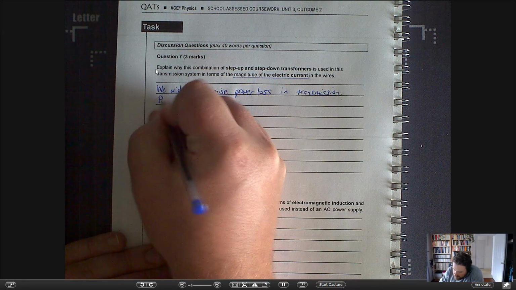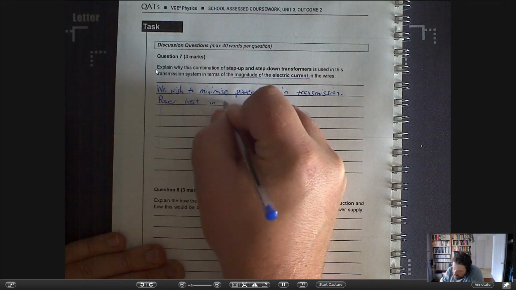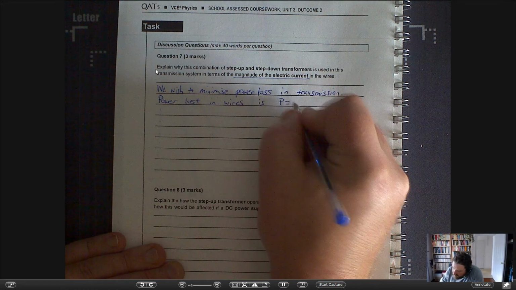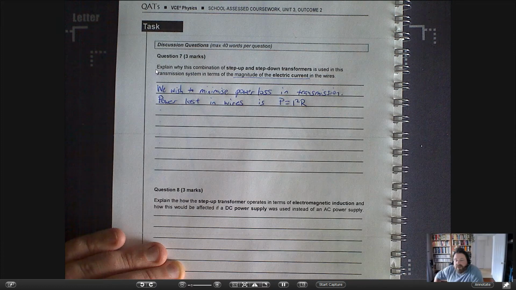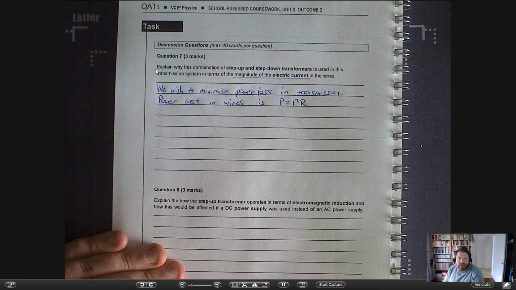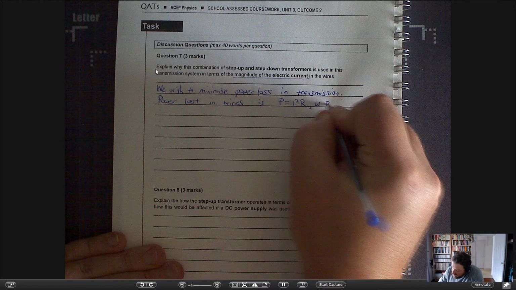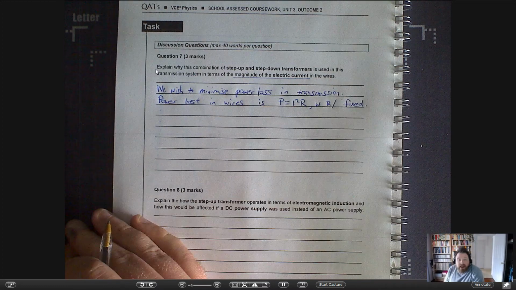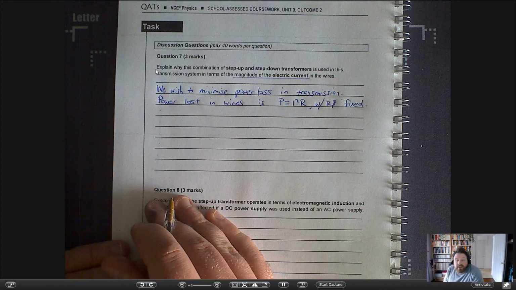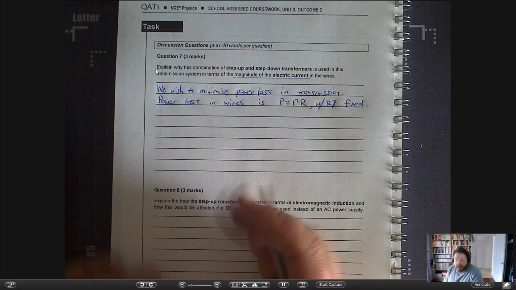So, we wish to minimize power loss in transmission. Power lost in wires is P equals I squared R. Don't be afraid to mix a bit of maths in with your explanations. Some people have the idea in their head that they have to describe everything in words, and some people think they just have to do algebra, but a mix of the two is always a much better idea. Okay, so power lost in wires is P equals I squared R, with R fixed. So the only thing that we have any power over is that I.